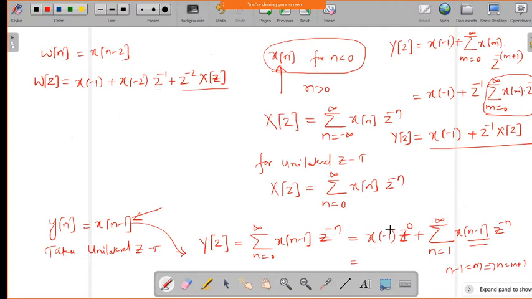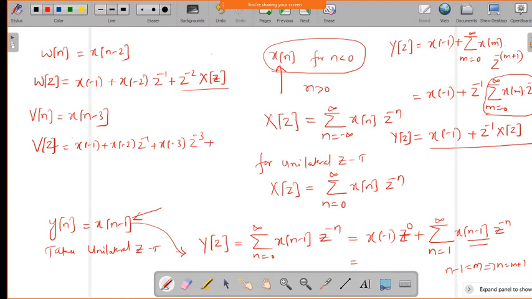First you need to find for n equal to 0 and n equal to 1, then for n equal to 2 you put the replacement of variable n minus 2 equal to m, then you will get z power minus 2 into x of z. Similarly, if you go on doing that, something like v of n, if I define it as x of n minus 3, then you will get v of z, which is equal to x of minus 1 plus x of minus 2 into z power minus 1 plus x of minus 3 into z power minus 3.